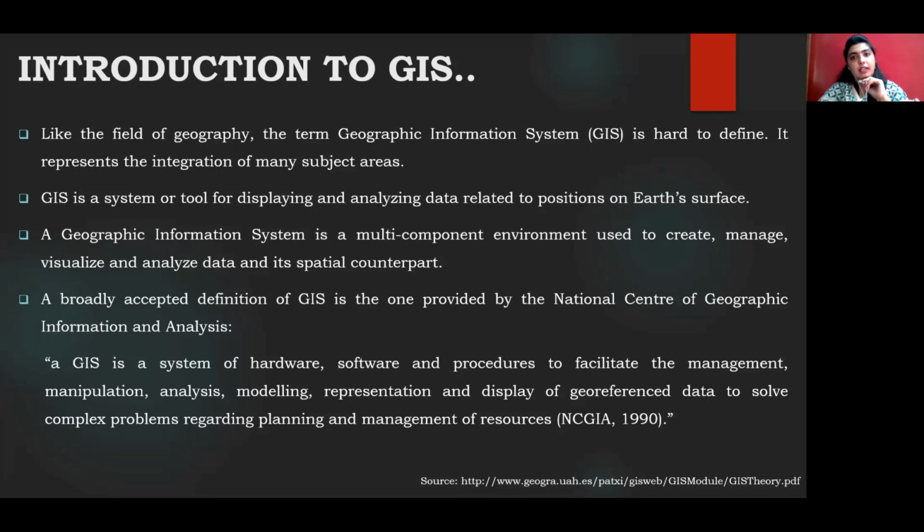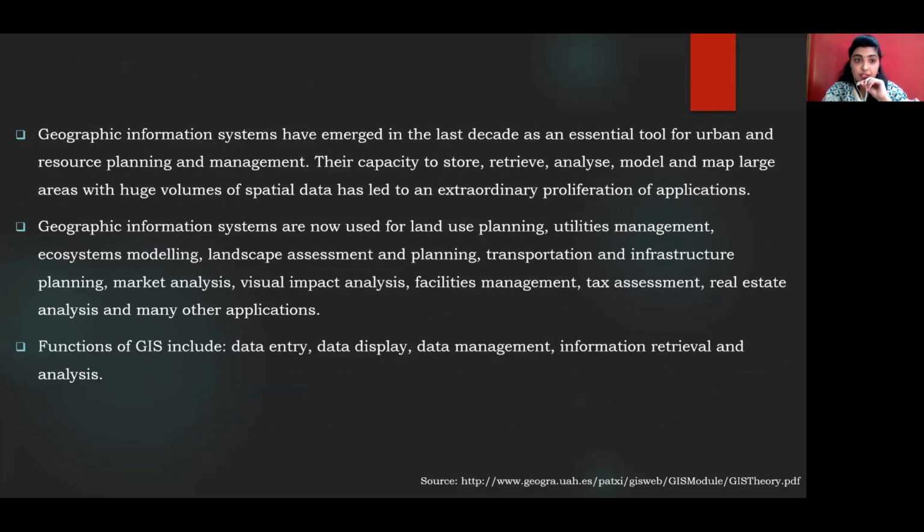As I told you, there have been various people who've tried defining GIS, and the most accepted definition till now for GIS, which has been provided by the National Center of Geographic Information and Analysis, defines GIS as a system of hardware, software, and procedures to facilitate the management, manipulation, analysis, modeling, representation, and display of geographic data to solve complex problems regarding planning and management of resources. These resources may be man made resources or natural resources, both will be included.